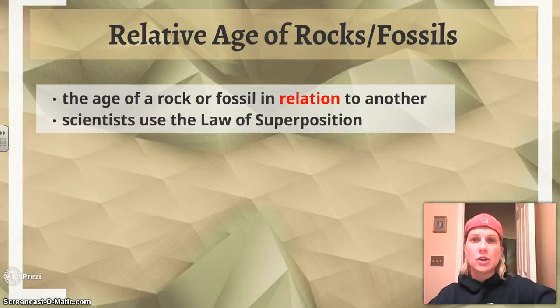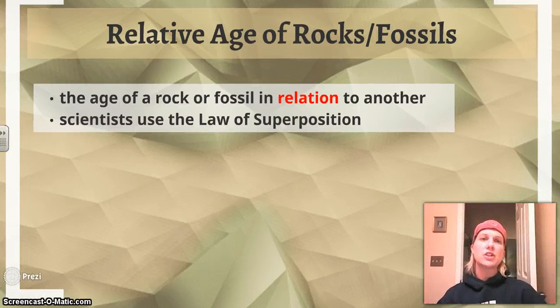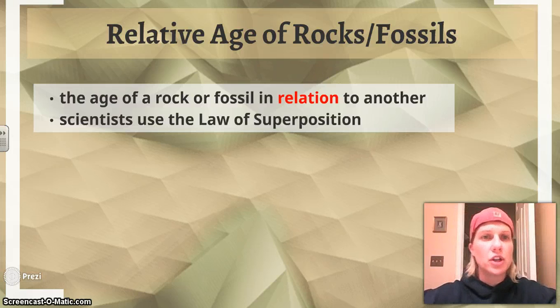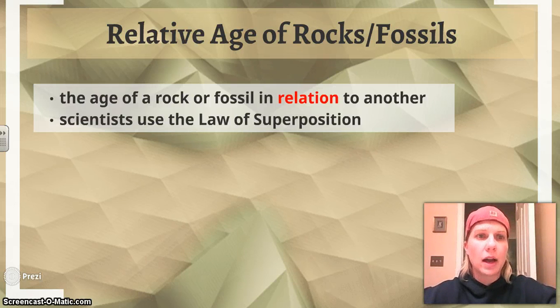Okay. So to start off with, when we look at Age of Rocks and Fossils, we're going to split it off into two main branches. The first one is called relative age. So relative age is the age of something in relation to something else. So if you have an older brother, or a younger brother, or an older sister, or a younger sister, that is telling me the relative age of your sibling. I don't have to know their exact age. I know they're older than you are, okay?